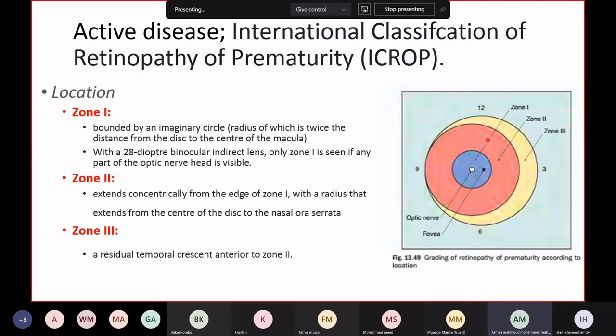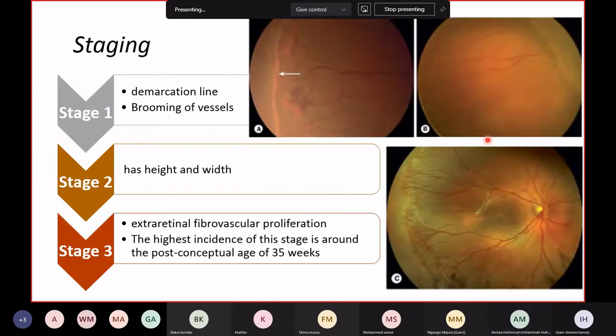Moving to the stages, we have what we call stage 1. So we will say that the disease, for example, here, this is zone 1, this is the border of zone 1, this is zone 2. I'll describe that there is a change in zone 2, and this change can be either a demarcation line, like this one, for example.